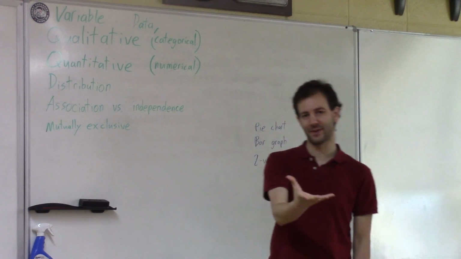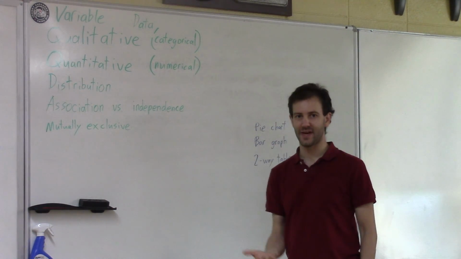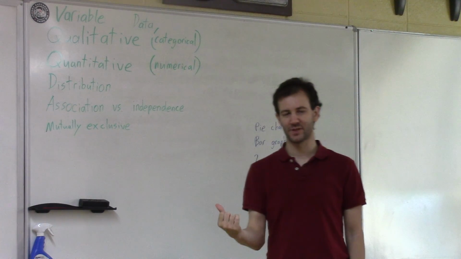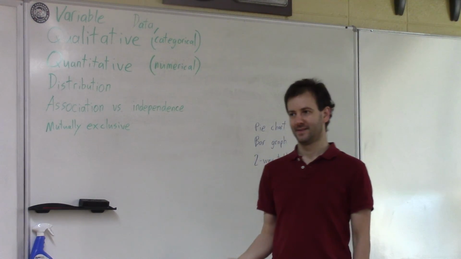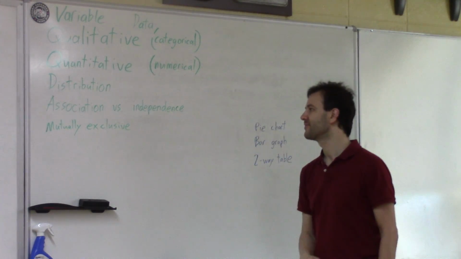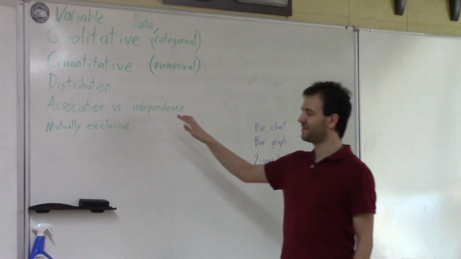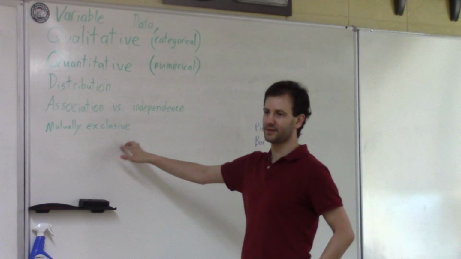Association is when the variables aren't independent. For example, there's an association between movie preference, between how likely you are to like action movies and your gender. People often confuse independence with mutually exclusive.